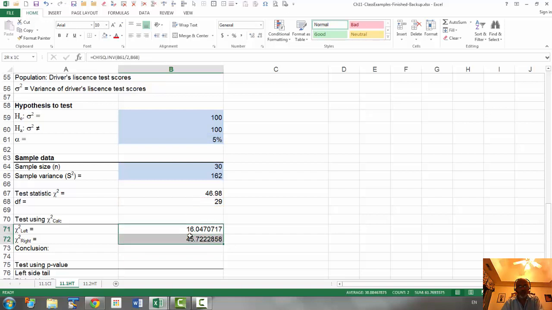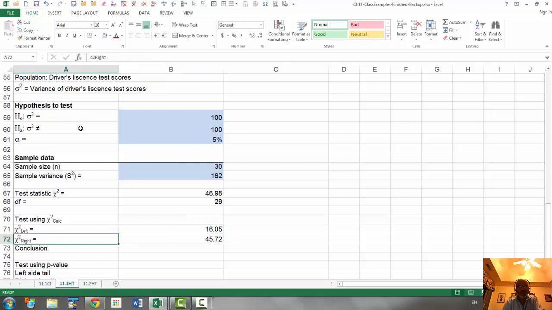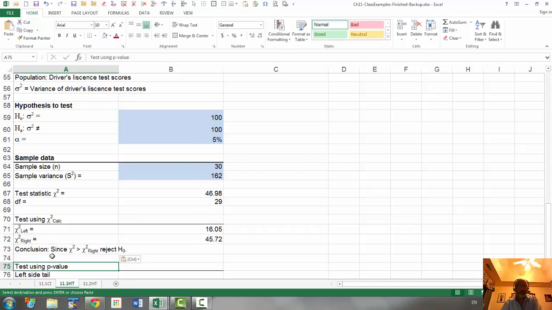If our chi-squared calculated value is outside these limits, then we will reject the null and conclude that the variance is different from 100, which in this case is so. The test statistic is larger than the right side limit, so we have to conclude that the variance is not 100. So chi-squared is greater than the chi-squared right side value, so we reject the null hypothesis.